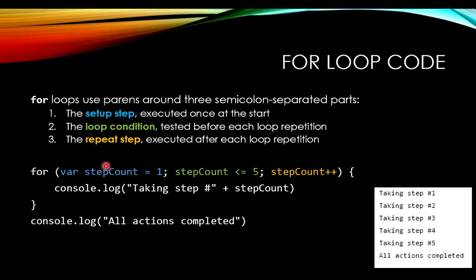Notice, very typical. Same variable here, same variable here. Then you put a semicolon and then you say, after each iteration, what do you need to do? And very often that is just incrementing the thing, right? So in this case, step count plus plus, just add 1 to the step count. Then inside, you can focus on just the stuff that you want to have happen, right, in each iteration, which is, in this case, taking a step.